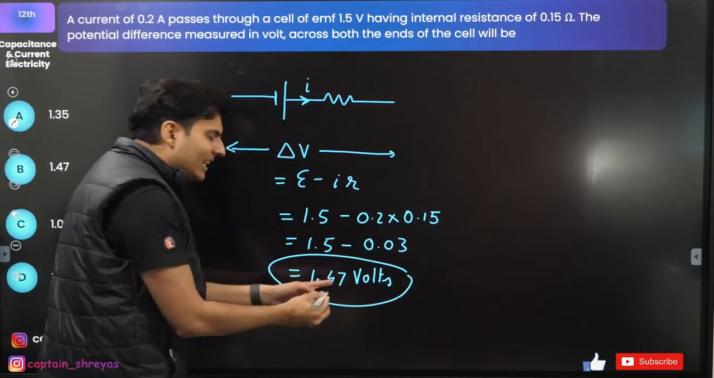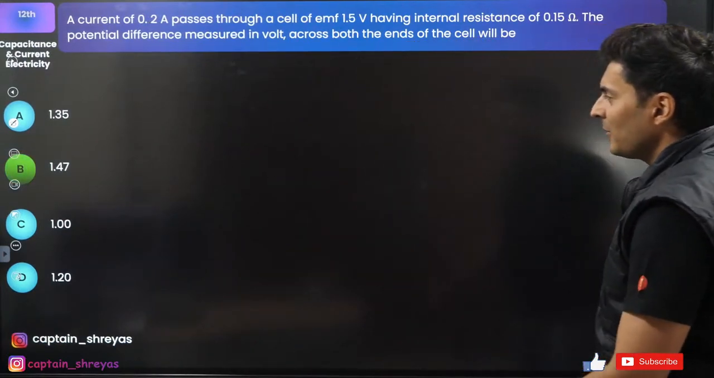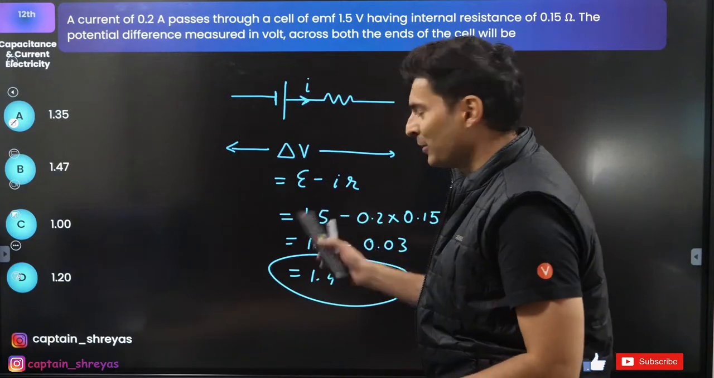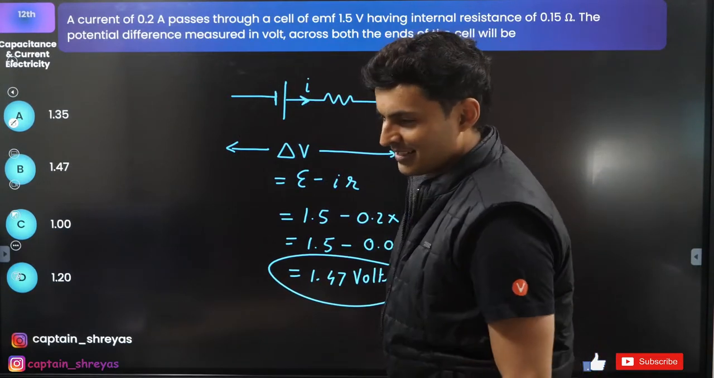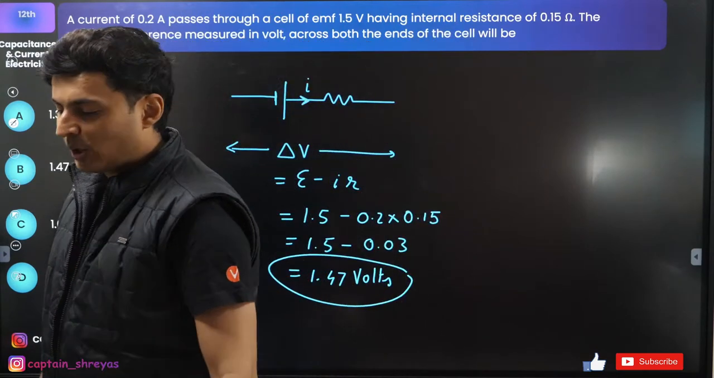You can see it's slightly less. So whenever you have tried measuring the voltage of a battery, you will see it is slightly less than the number printed on the battery. That's because of this only. Internal resistance.